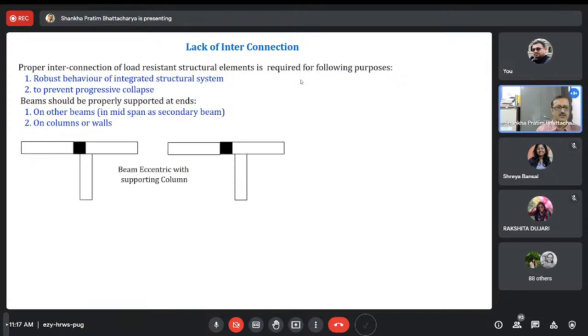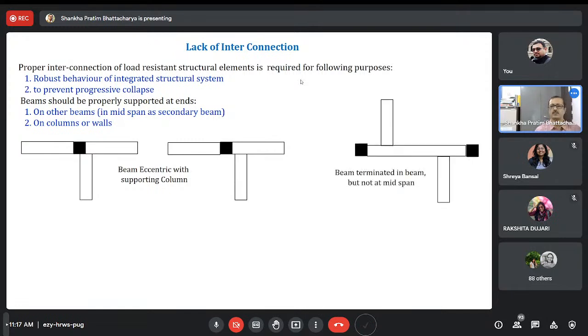This beam is not exactly connected with the column. This beam is eccentric. Sometimes we do some addition or alteration, and then the wall or beam is a little eccentric. Sometimes, like this, a terminating beam is not at the midspan.